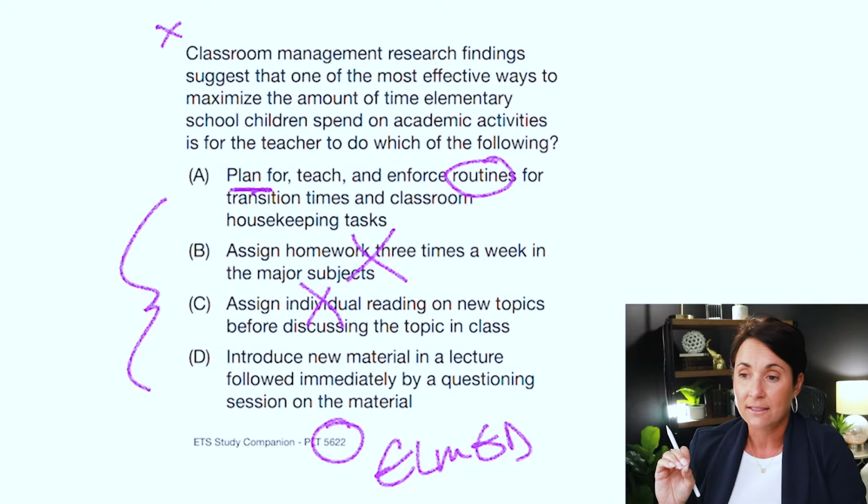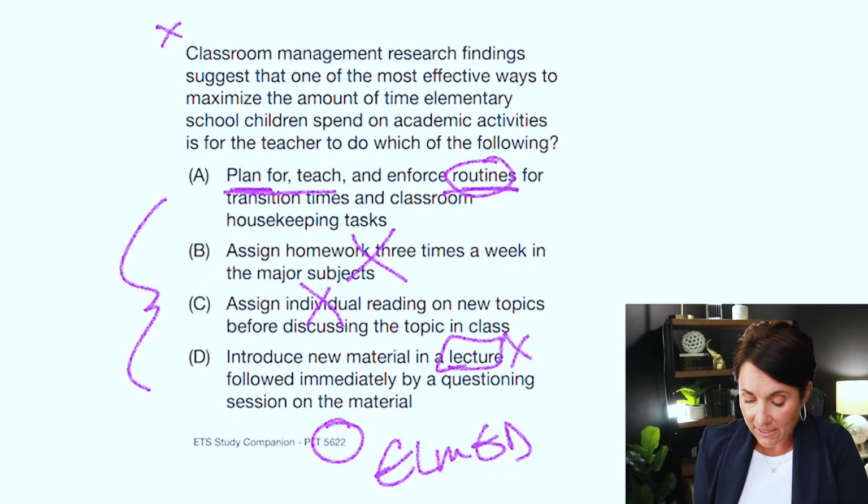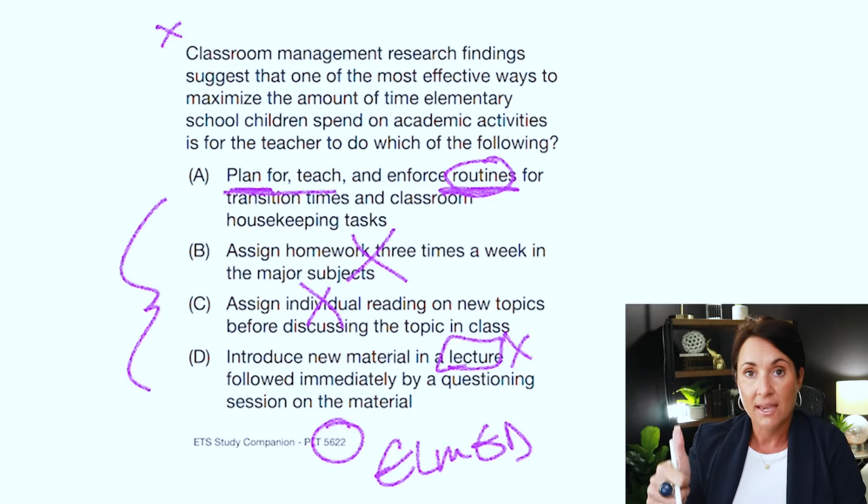And that brings us to D. Introduce new material in a lecture, followed immediately by a questioning session on the material. I don't hate it, but we've got this term lecture, which is typically a bad term right now in education. I love a lecture. I love TED Talks. Some of you like a good lecture, and some students like lectures. They like to sit and listen. It's not a bad thing. But on this test, typically lecture is not going to be at the top of the list. I wouldn't say completely eliminated all the time, but it's definitely not going to be at the top. Right now, this planned for and practiced routines for transition times is on the top of my list.